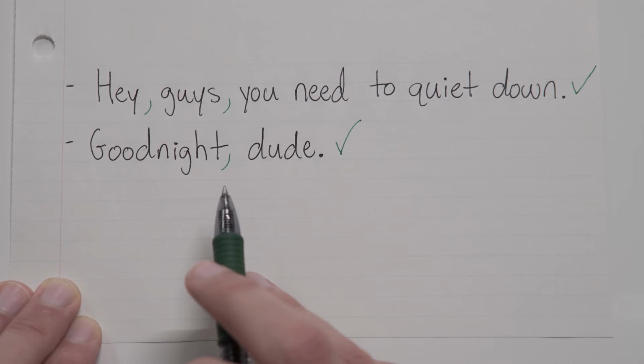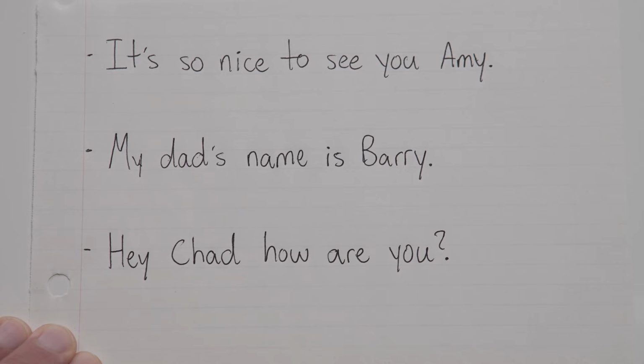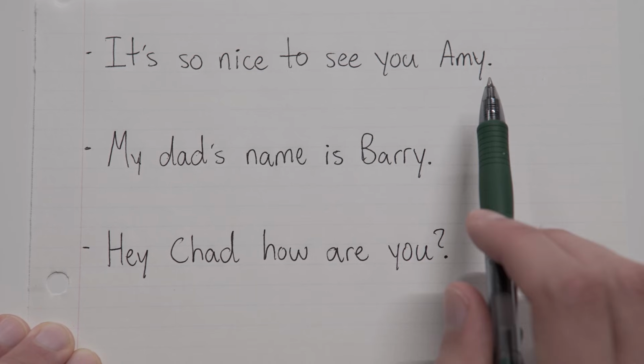Okay, now, on to some practice ones. It's so nice to see you, Amy. Okay, so what do you think? Do we need commas? And if we do, where do they go? Well, it seems as though we're talking to Amy here. We are directly addressing her. And because of that, we need to try to surround her name with commas. However, we have a period on one side, so all we can do is throw one in after you.